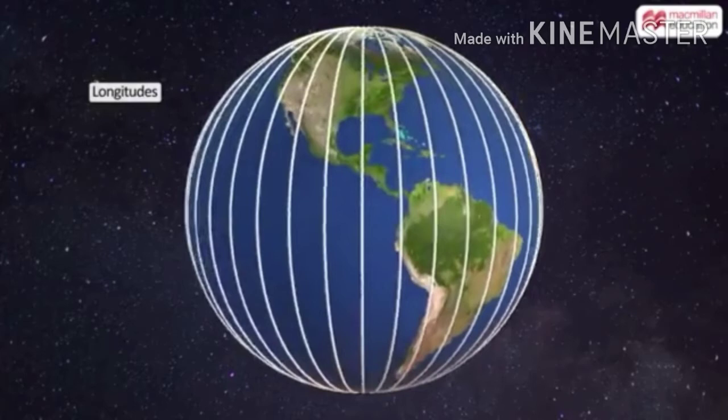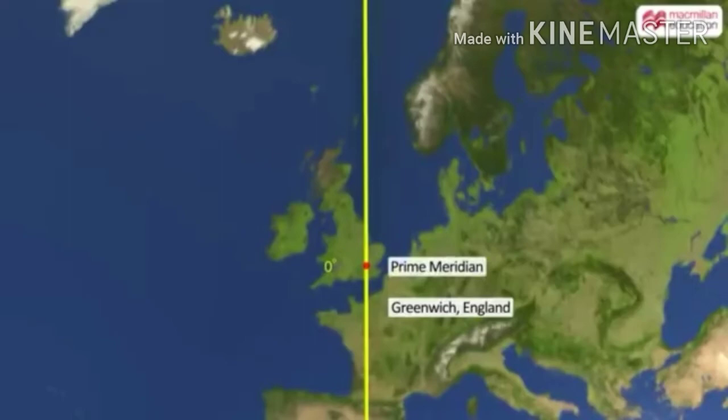Each longitude is a semicircle and all are equal. In total, how many longitudes? 360. Latitudes are 181, including the equator, but longitudes are 360. The international dateline lies at 180 degrees east and west, exactly opposite to the prime meridian.